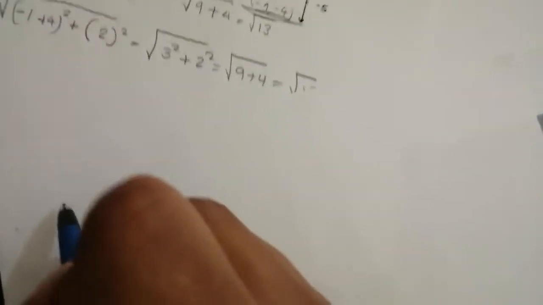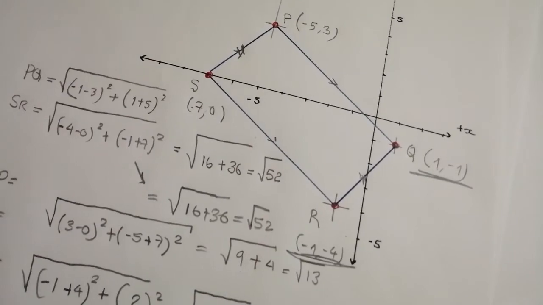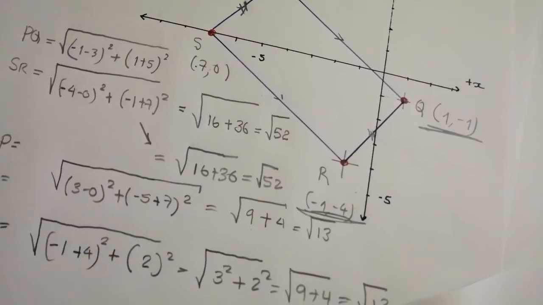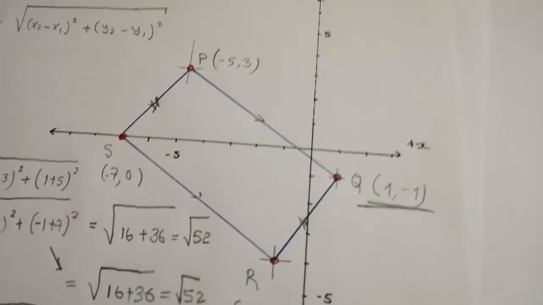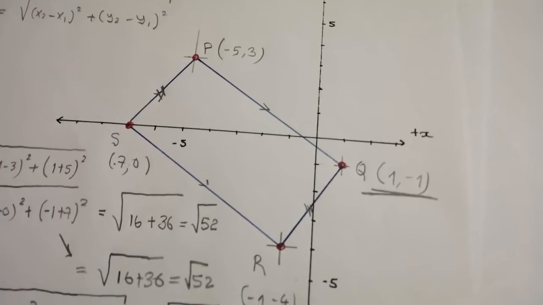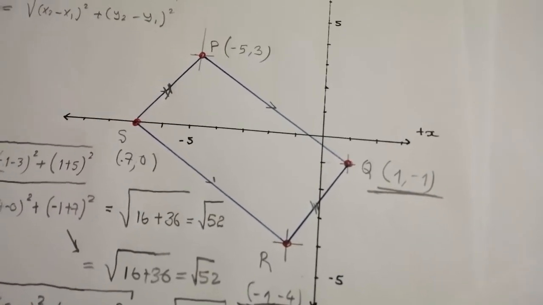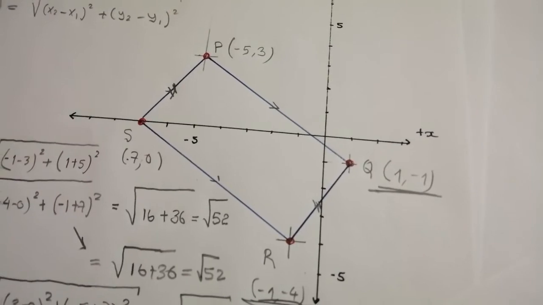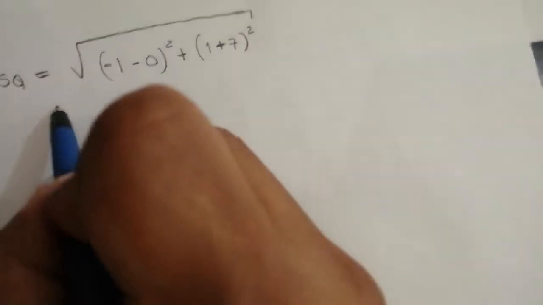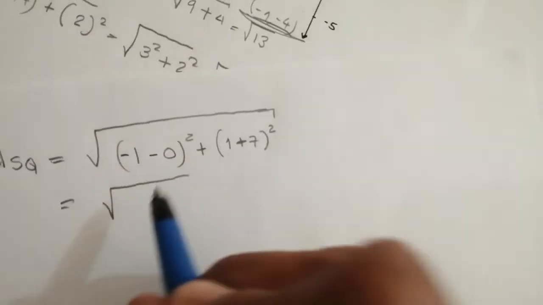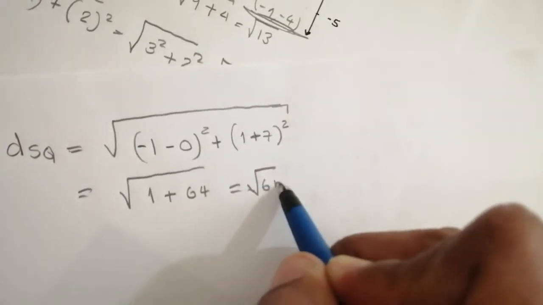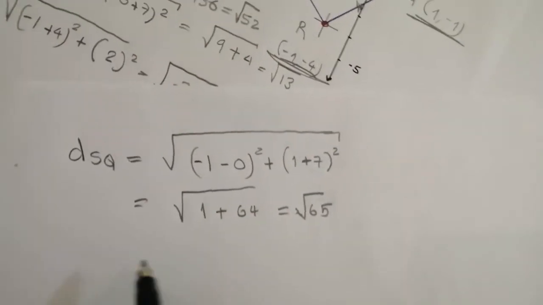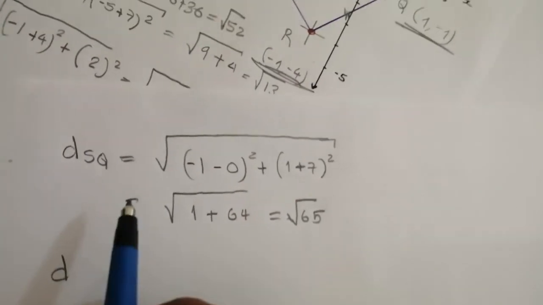So I need to apply the formula, and this time it will be the distance between vertices S and Q. That will be the square root of (-1 minus 0) squared plus (1 minus -7) squared, which is 1 plus 7 squared. Evaluating that, that will be 1 plus 64, and the answer is the square root of 65. That's diagonal SQ.